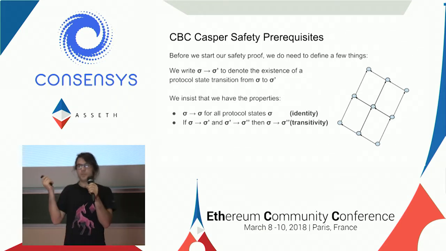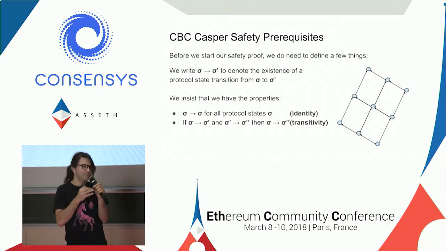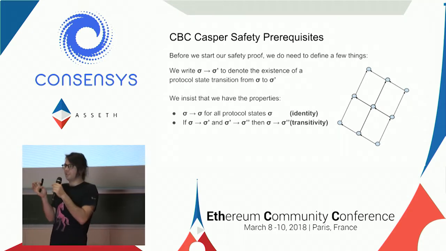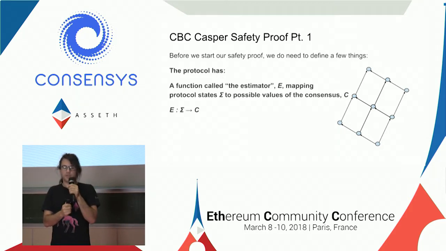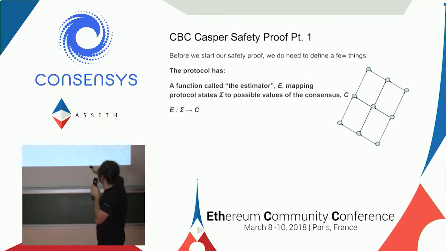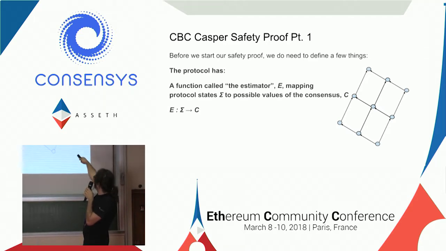For protocol state transitions, we have identity and transitivity. So if there's a transition from A to B and a transition from B to C, then there's a transition from A to C. If the protocol could evolve from one state to another to a third, then it can evolve from the first to the third. These are some trivial properties of protocol executions. I haven't drawn it here, but for example, there's got to be a line from the one in the middle to the one in the top, even though it's not drawn.